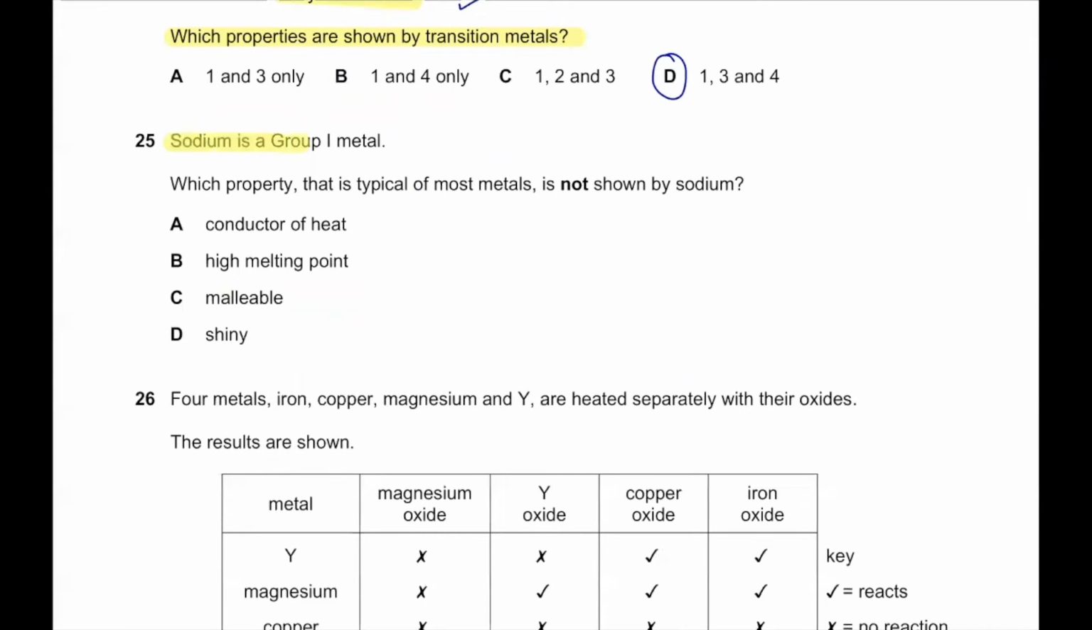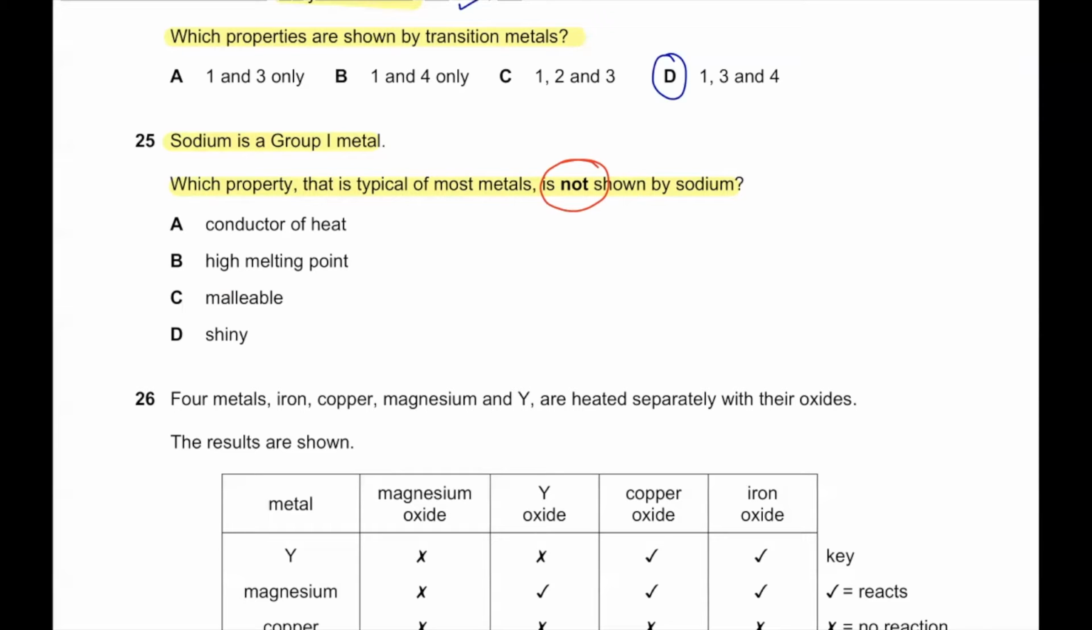25. Sodium is a group 1 metal. Which property that is typical of most metals is not shown by sodium? So when considering sodium, first of all, we need to be very careful. They said which is not shown by sodium. So most of these properties are going to be shown by sodium metal.